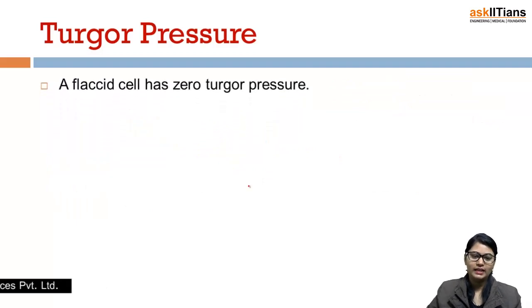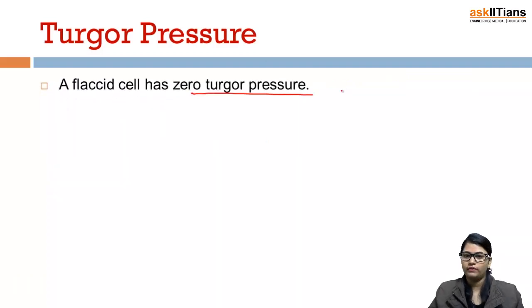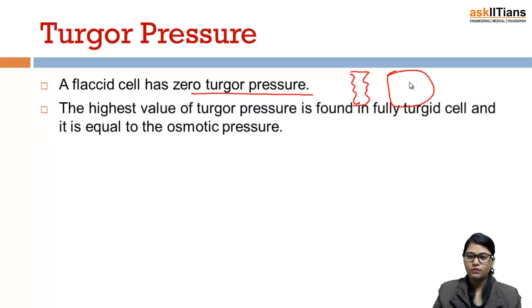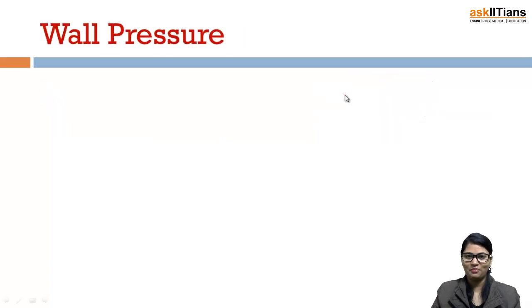A flaccid cell has zero turgor pressure. Very simple. A flaccid cell is like this, which has nothing inside. A turgid cell is like this, full. The highest value of turgor pressure is found in a fully turgid cell. I have already told you, in a fully turgid cell it has the highest value, and it is equal to the osmotic pressure.